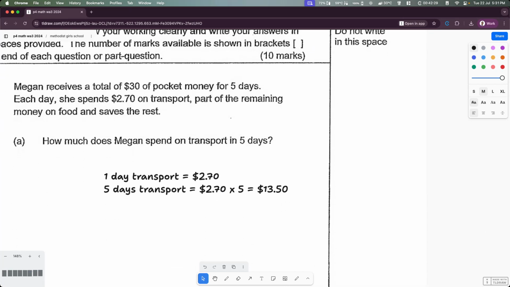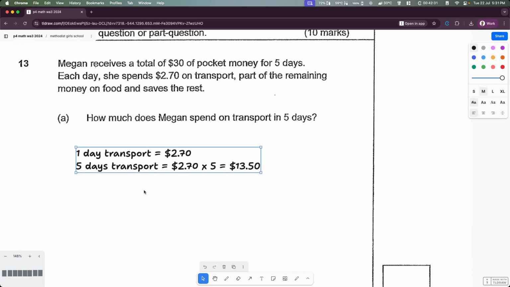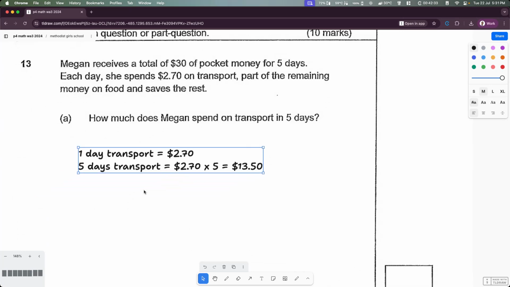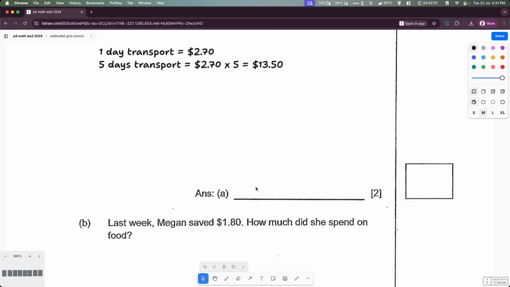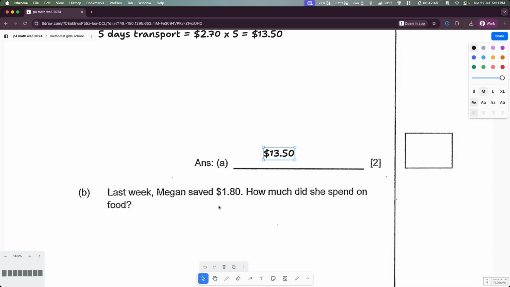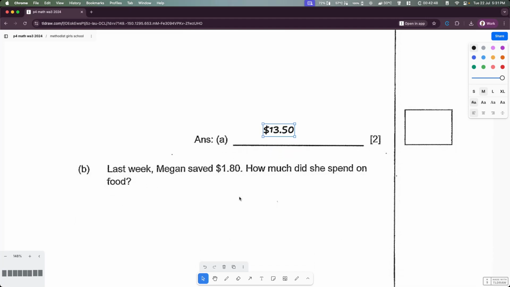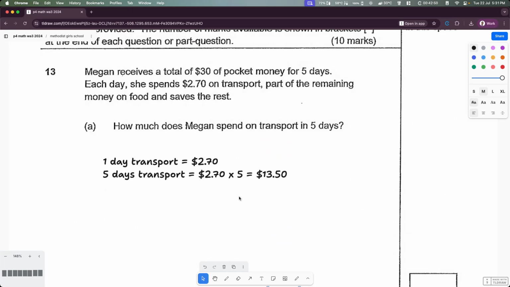Okay, do not write in this space. So $2.70 times 5 equal to $13.50. Okay, so make sure you do your workings correctly. This should be the answer. So the answer here is $13.50. Okay, now last week Megan saved $1.80. How much did she spend on food?